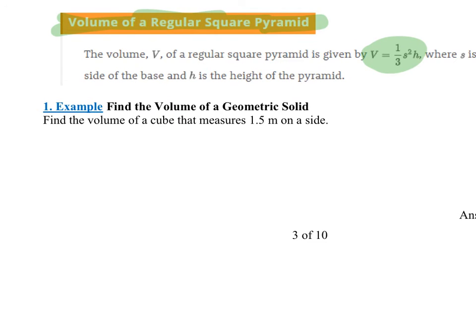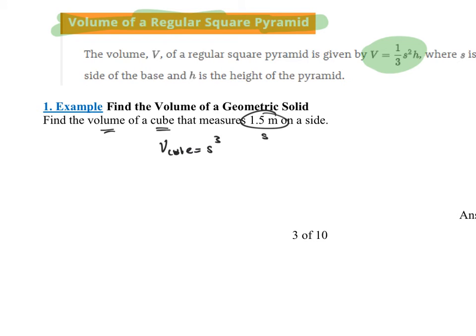Example 1, find the volume. So it wants the volume of a cube. So that's going to be our formula, the volume of a cube. Again, the volume of a cube is the side cubed. There's our formula. And it says that it measures 1.5 meters on a side. So that right there is our side given to us.